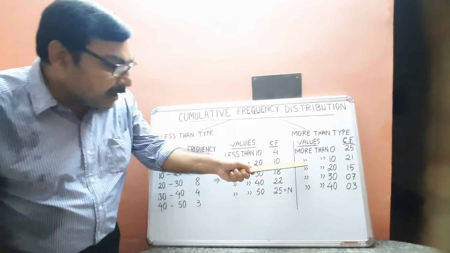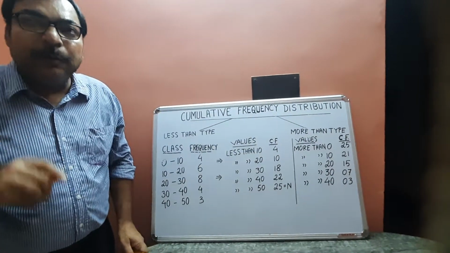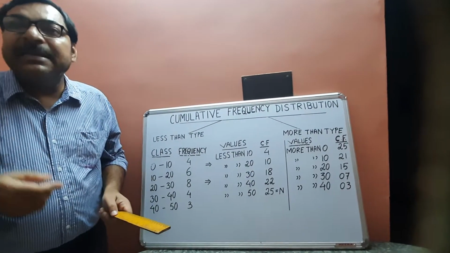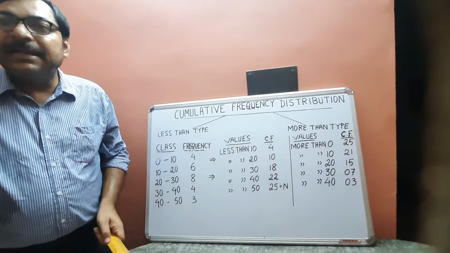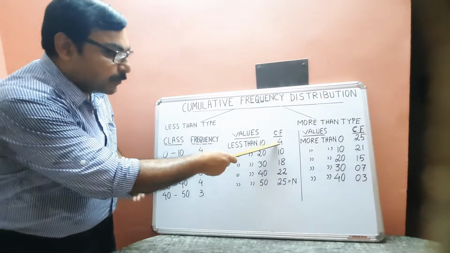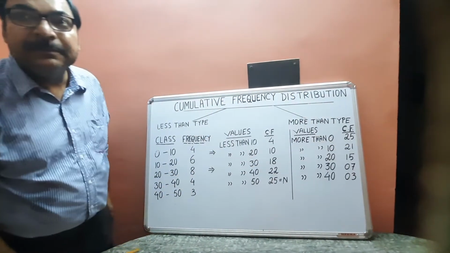Next, how many values are more than 10? You always keep in mind one formula. More than value is equal to total minus less than value. You have to find out more than 10. Total minus less than 10 is required. Total is 25 and less than 10 is 4. So 25 minus 4, 21.